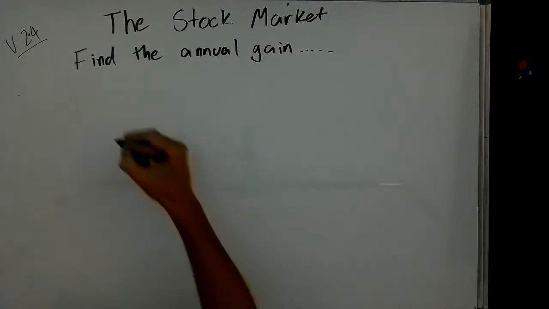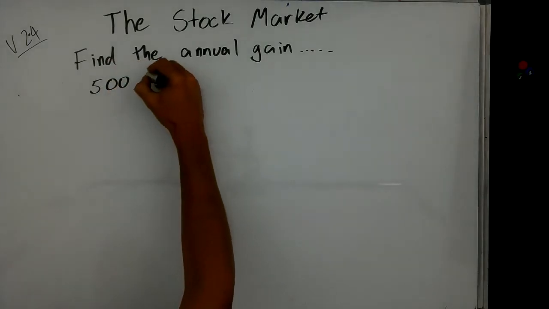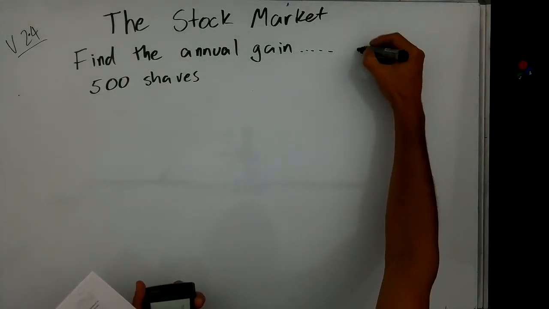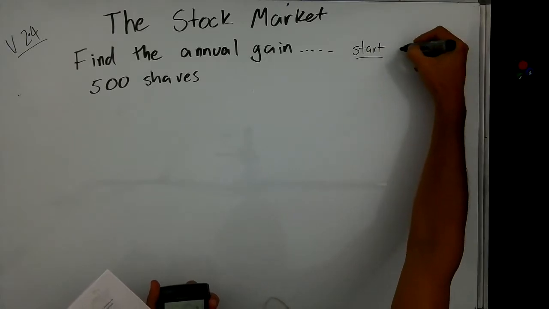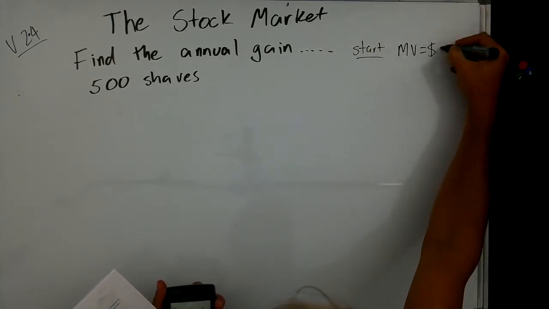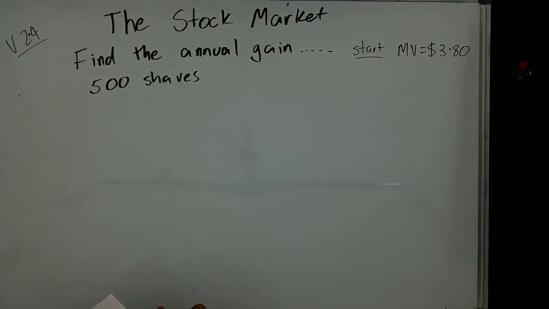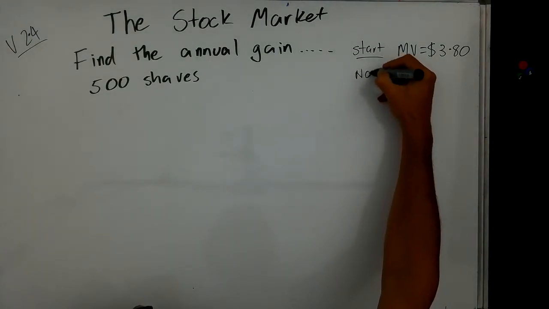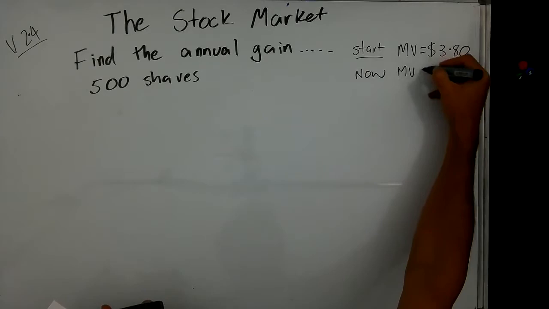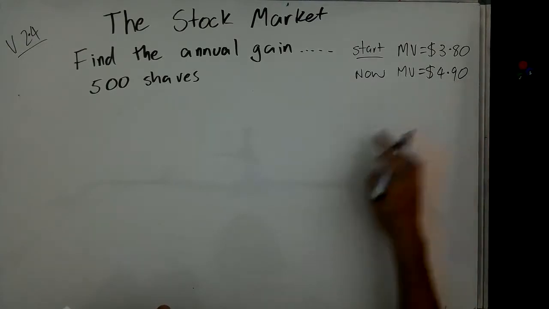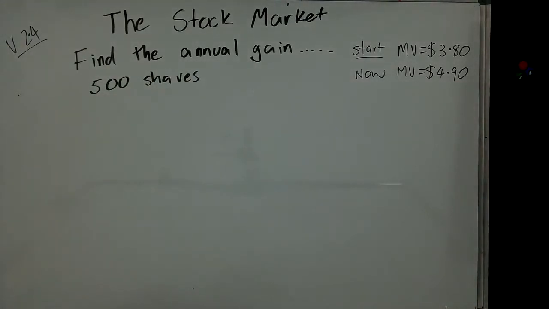Okay, so this is an investor that has 500 shares in a company, and at the start of the year, they had a market value. This is the start. The market value was $3.80. 1 year ago. They're now worth $4.90. And now, the market value is $4.90. So they've increased in value. So we would hope there is some kind of gain.